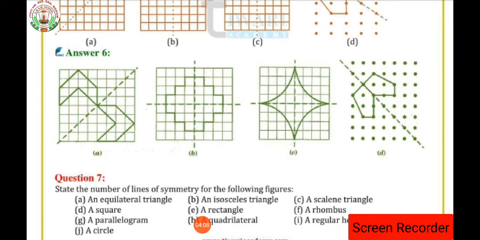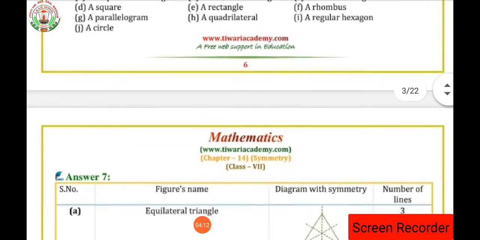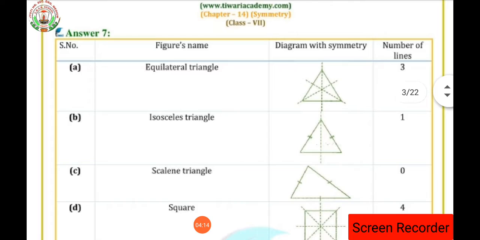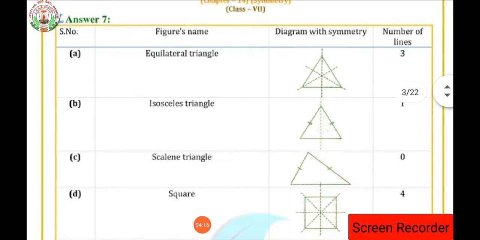A scalene triangle, how many sides are equal? Its sides are not equal, isn't it? The lengths of all the three sides are different. So there will be 0 lines of symmetry for a scalene triangle. Clear student? So look, here we have the solution for question number 7.